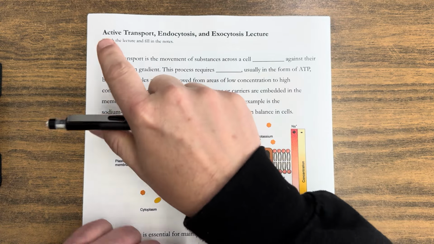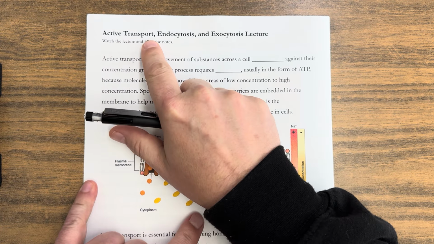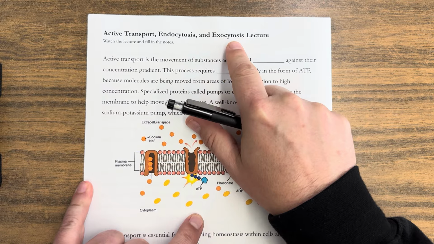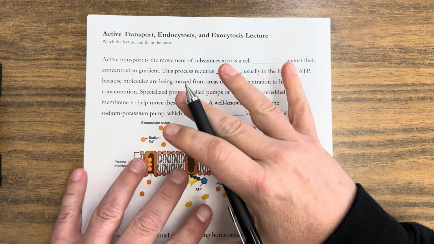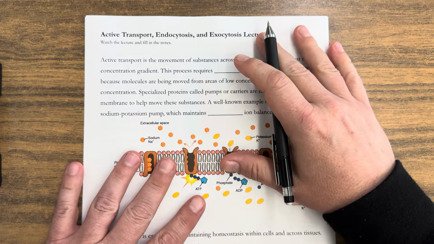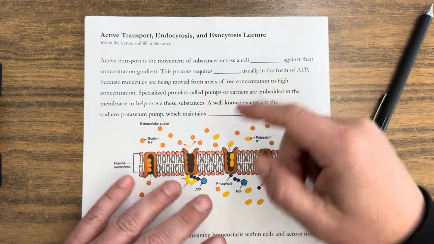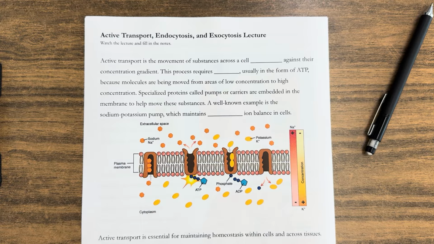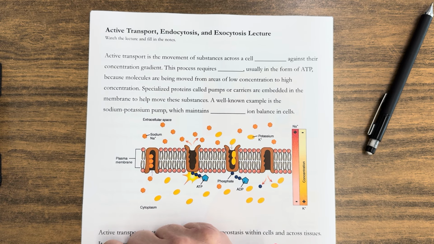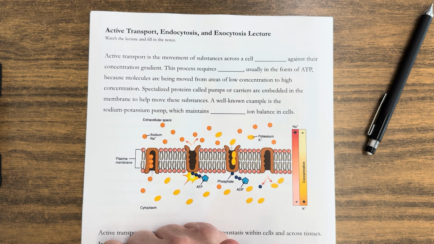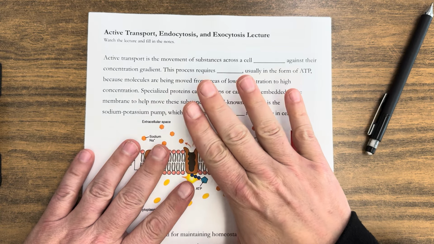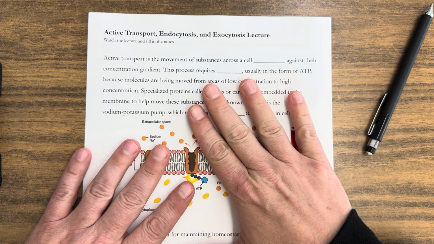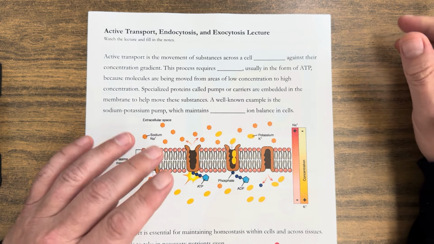Hello, today I'm going to go over active transport, endocytosis, and exocytosis. Now, we've been talking in the past about moving things in and out of the cell, but moving them in and out that doesn't require energy. It's passive. This is going to be the opposite. All of these processes are going to require some sort of energy for them to happen.